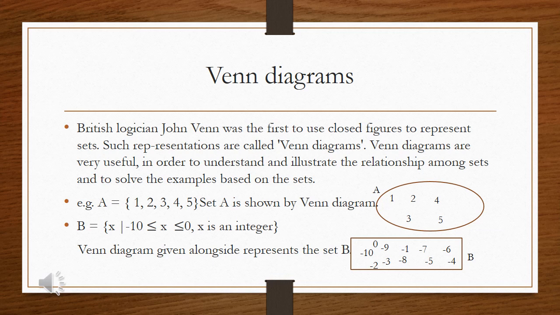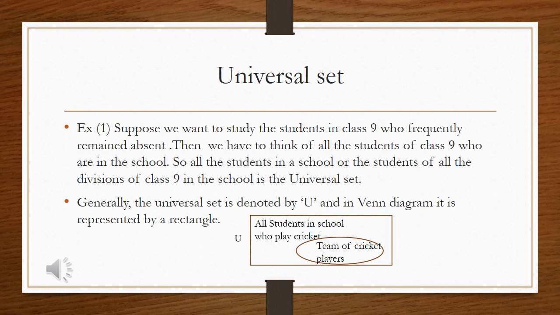So let us represent it by a Venn diagram. Draw a closed figure, a rectangle, and place the elements. Write the elements as 0, minus 1, minus 2, minus 3 etc. up to minus 10, and name the set as set B, and this is the Venn diagram of set B.